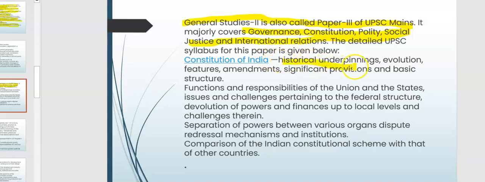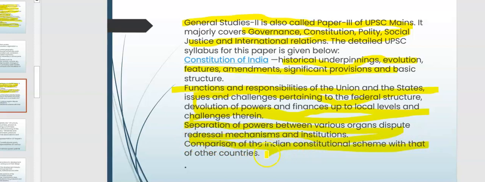Constitution of India, historical underpinnings, evolution, features, amendments, significant provisions, and basic structure, functions and responsibilities of the Union and the states, issues and challenges pertaining to federal structure, devolution of powers and finances up to local levels and challenges therein, separation of powers between various organs, dispute redressal mechanisms and institutions, comparison of the Indian constitutional scheme with that of other countries.